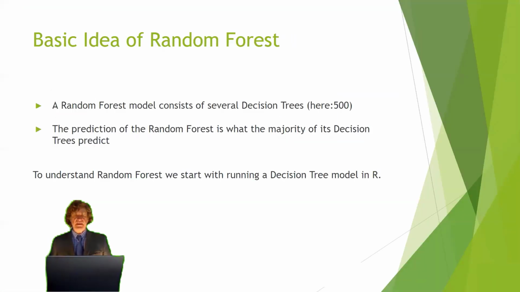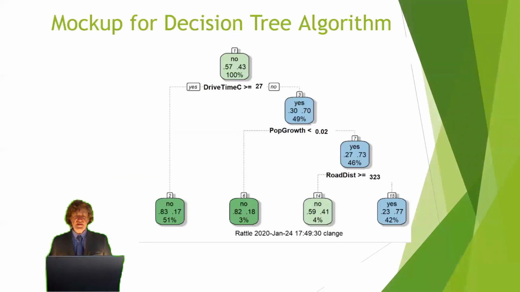Now that we have everything in R, it's time to develop our random forest model. A random forest model consists of several decision trees. Think of them as submodels. The prediction of a random forest is basically the majority prediction of all these, for example, 500 decision trees. So to understand what a random forest is, it's probably a good idea to start with a decision tree. Here's a mock-up decision tree.